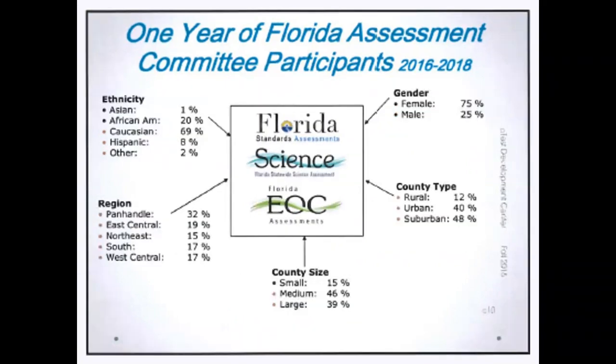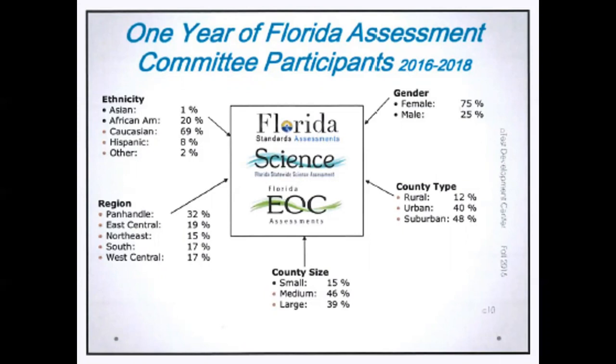And then also they try and get as much diversity as they can. So they keep track of things like ethnicity. They had 1% Asian, 20% African American, 69% Caucasian, 8% Hispanic, and 2% other. Gender, they had 75% female and 25% male. For county type, they had 12% rural, 40% urban, and 48% suburban. For county size, they had 15% small, 46% medium, and 39% large.